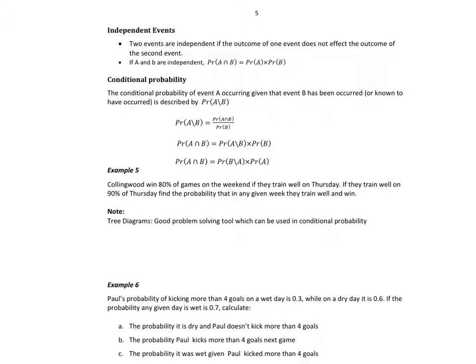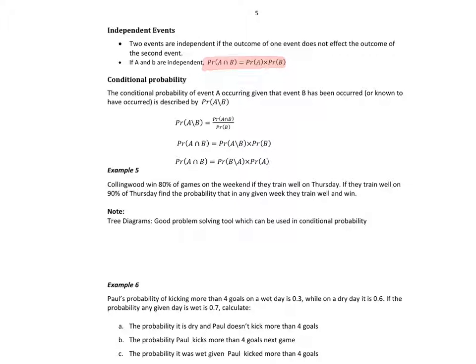Definition number 2 is independent events. If we're told two events are independent, it means the intersection can be determined by multiplying the two individual probabilities. Independent events means that the outcome of one has no impact on the other. So we think about things like tossing a coin, rolling a dice, all right? No impact on the other.